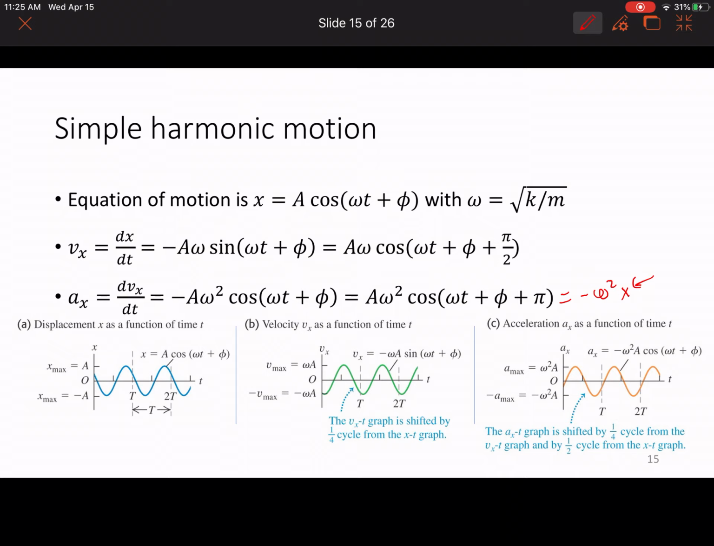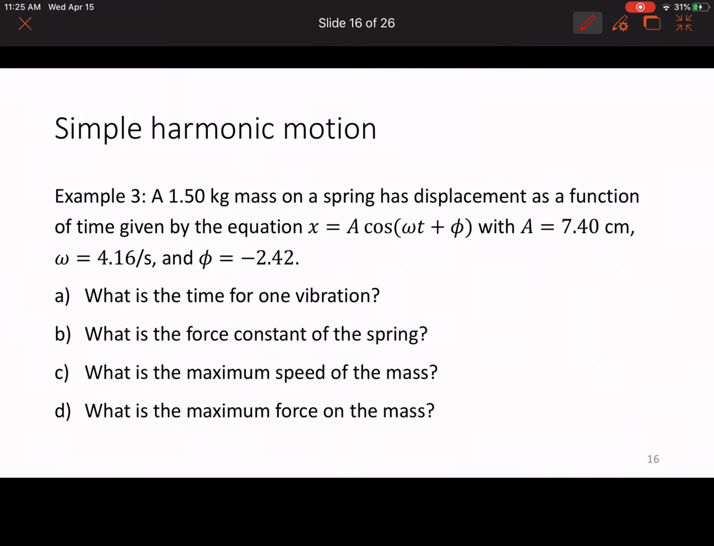All right, so this is x, velocity and acceleration. I don't think I have these formulas reproduced on the next slide, so you might want to keep this slide up on your home computer or whatever. And now let's go ahead and just solve another example of this.